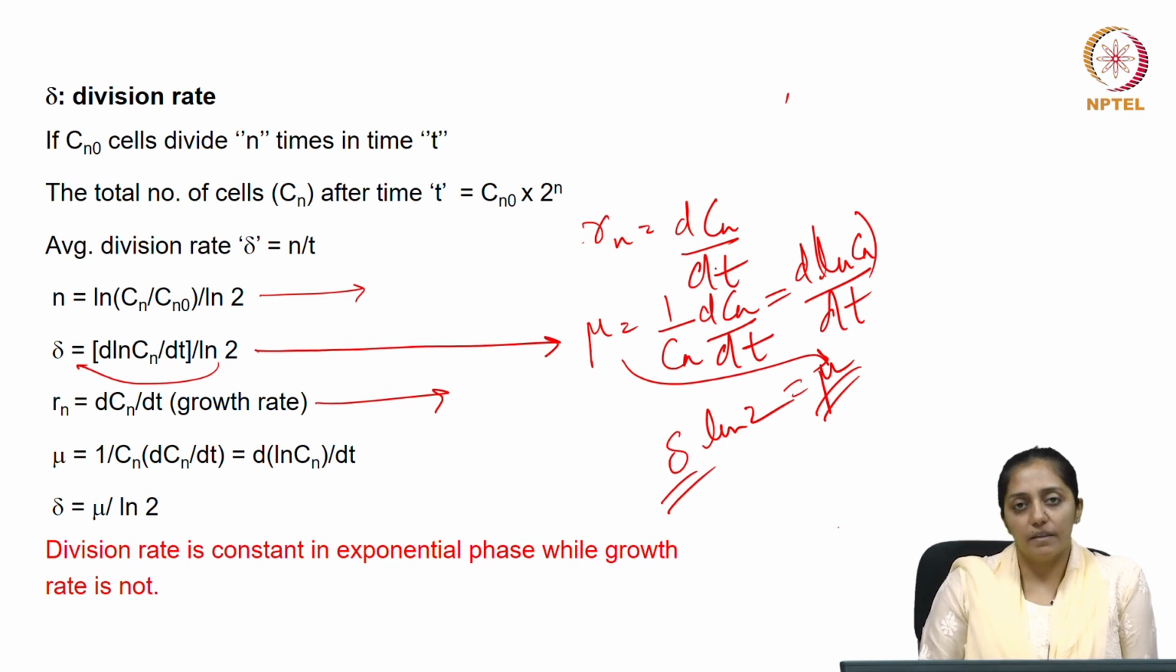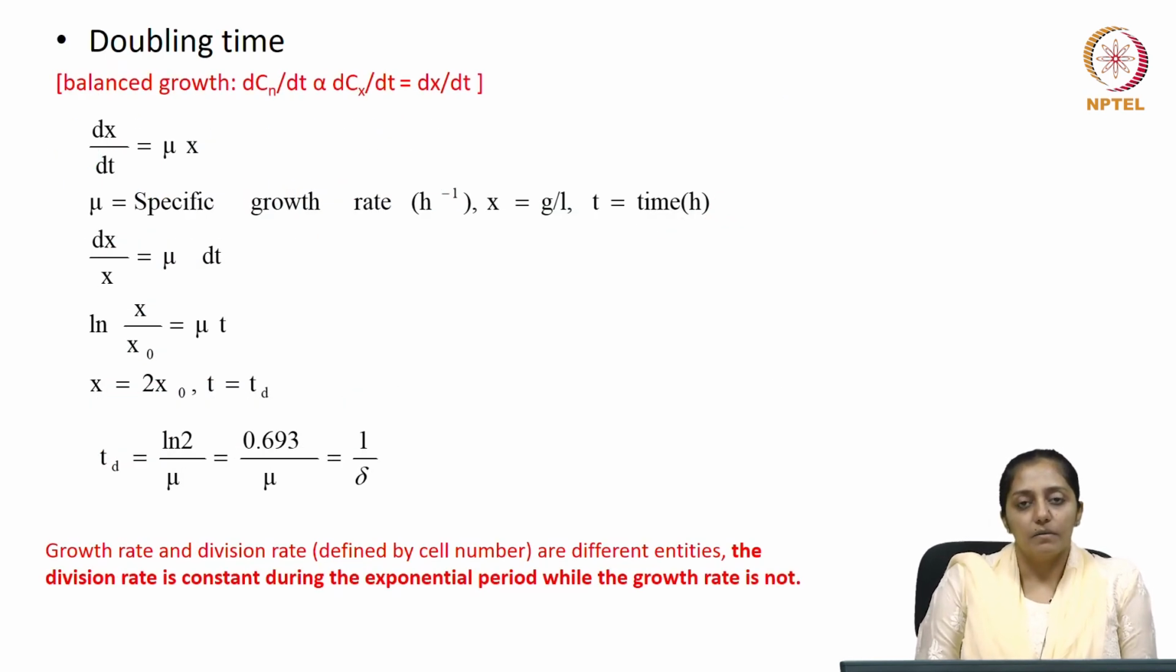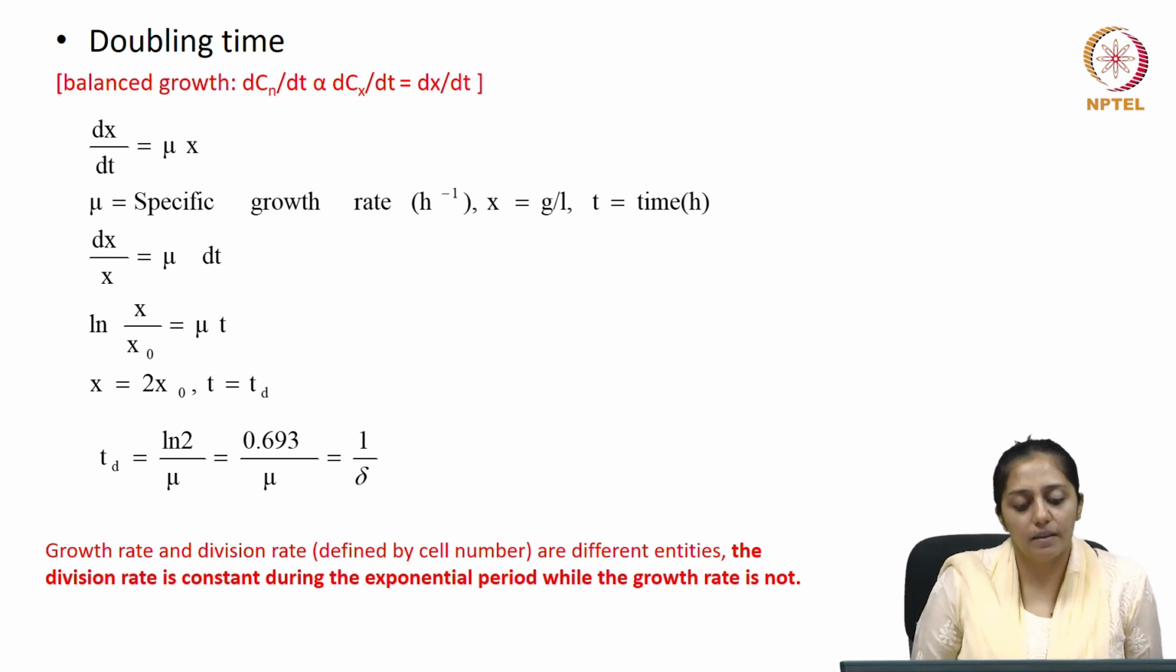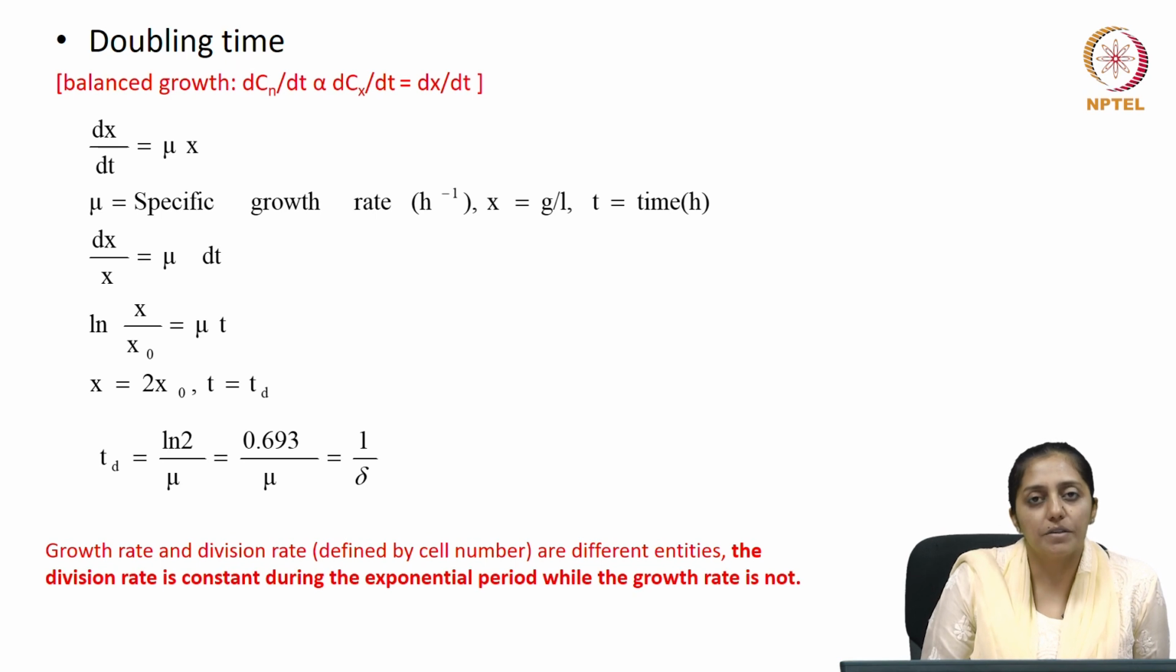Because the specific growth rate during the exponential phase is constant at its maximum till the substrates are in excess, the division rate is also at its maximum. However, the growth rate, which is dCn by dt, will not be a constant, and will keep on increasing during the exponential phase. Let us try to find a correlation between the division rate and the doubling time as well as the specific growth rate. As you can see on the slide, this is easy to understand.